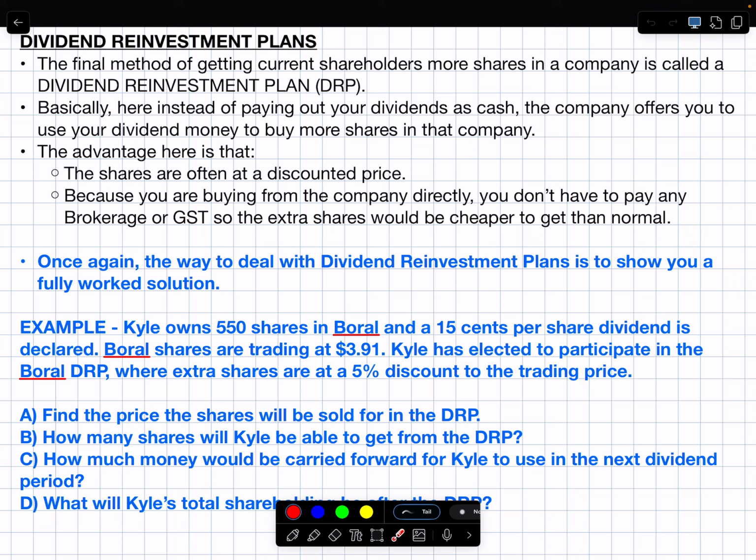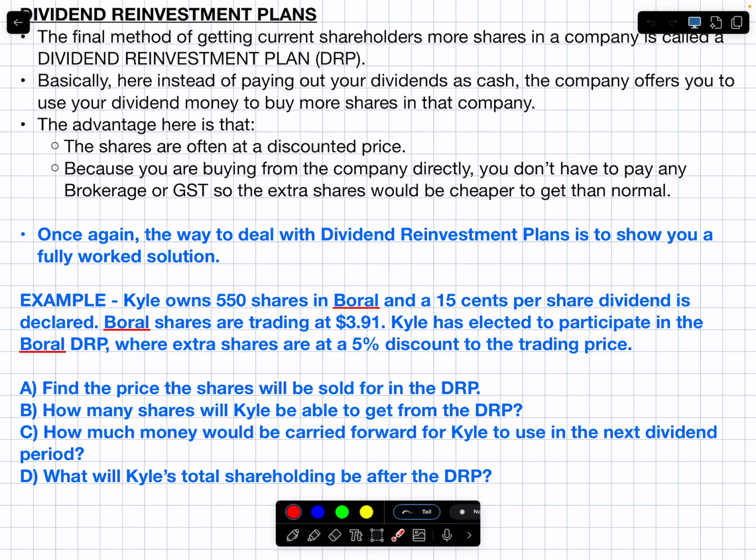But what's the advantage here? Why would you want to do that? They're going to offer it at a discounted price, so it's cheaper in the first place. And second, because you're buying the shares directly from the company, you don't need to pay brokerage or GST. So it's two levels cheaper. It's cheaper because it's discounted, and it's cheaper because you don't need to pay a broker or that 10% GST as well. So they're tempting you to use your dividend money to buy more shares in the company.